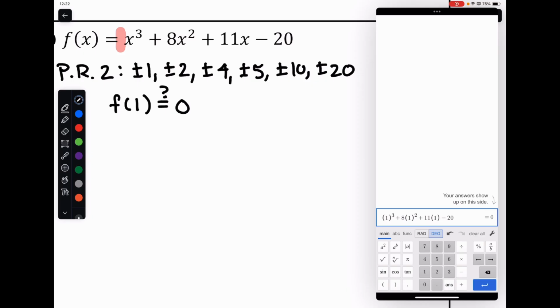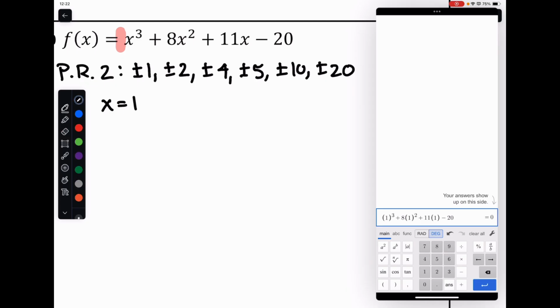And yes, lucky enough again, 1 automatically works. The first number from our list works. So since this does equal 0, we know a couple things to be true. That x equals 1 is going to be an x-intercept. So we're crossing the x-axis at x equals 1, or (1, 0), which means that x minus 1 is a factor and x equals 1 is a solution to the equation of where this function is equal to 0. We could just simply say that x equals 1 is a 0 of f of x.